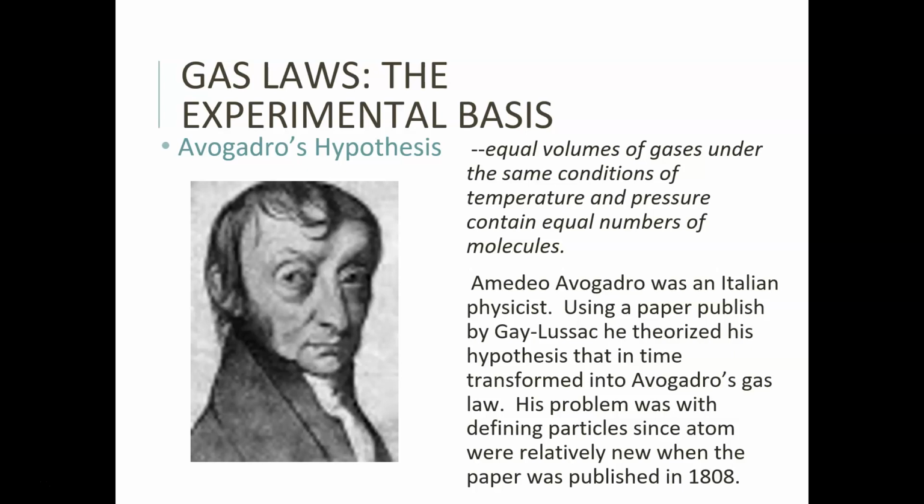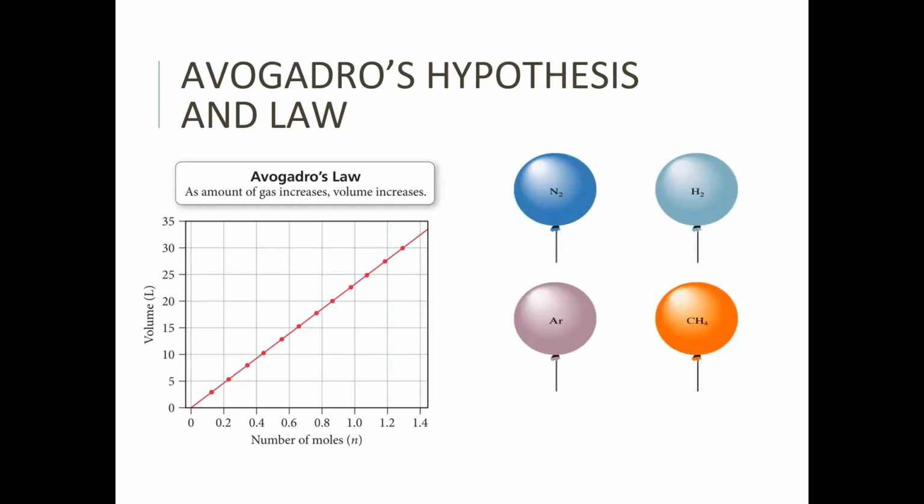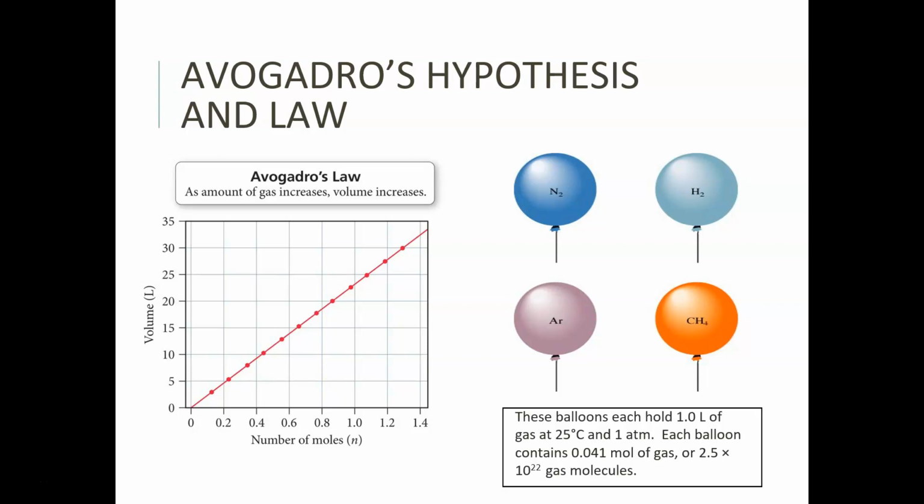And so this hadn't been decided and hadn't been solidified yet, but it's given to Avogadro as his theory and his hypothesis. So if I increase the amount of gas, it increases the volume. So basically we're saying that if we have the same amount of gas, it should have the same volume at the same temperature and pressure. That's what he's saying.